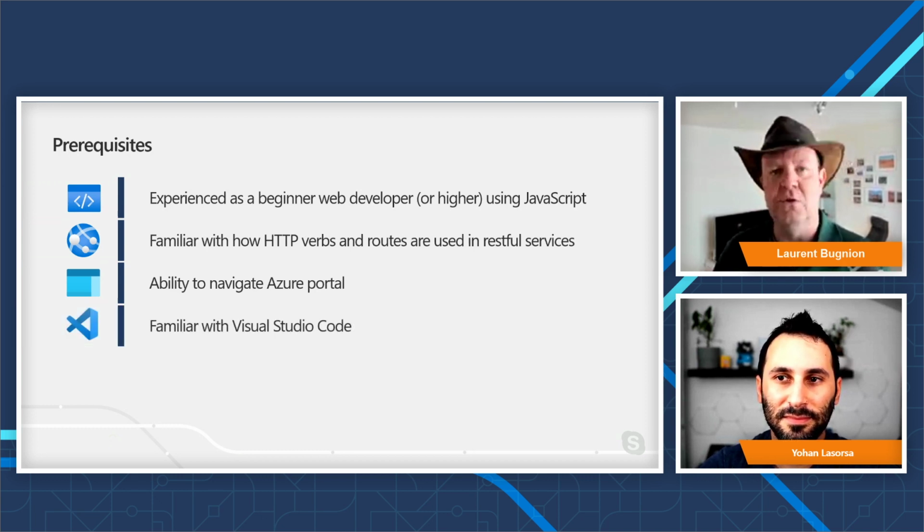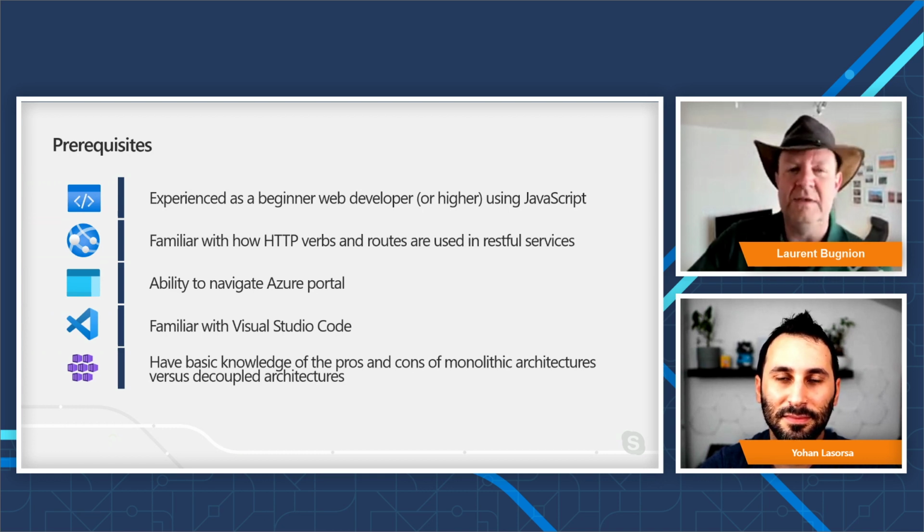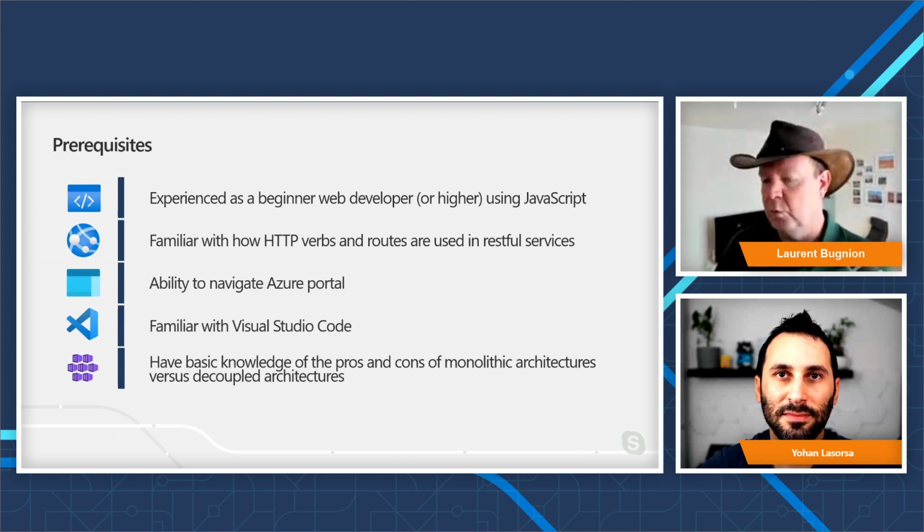Understanding how Visual Studio Code works. As Johan mentioned, we're not going to use it in this session, but in the next one, yes. And understanding something about architecture, like why we say that maybe you shouldn't use a monolithic architecture, and that decoupling your services would probably be better. So much for the requisites.